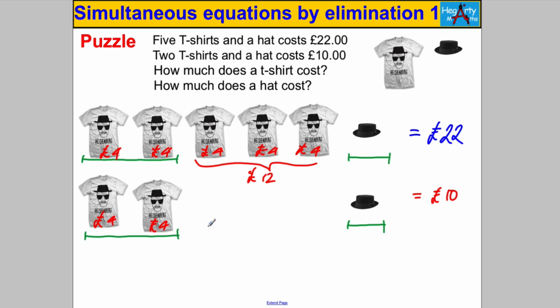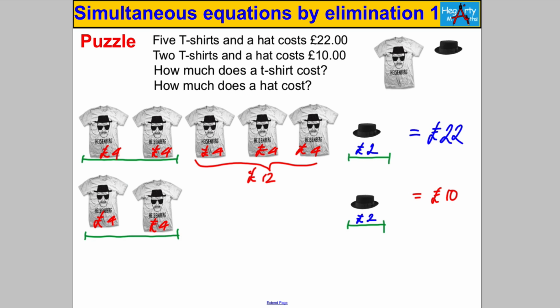So the question is then, what's a hat worth? Well, you can use either of these equations to work it out. You can either do 4 add 4 is 8. What do you need to add to 8 to get to 10? Well, that tells you that's 2. Double check it works up here. 4 add 4 add 4 add 4 add 4 is 20. Add what gets you 22? Again, the hat must be £2. And there you go. We've solved the problem using pictures.